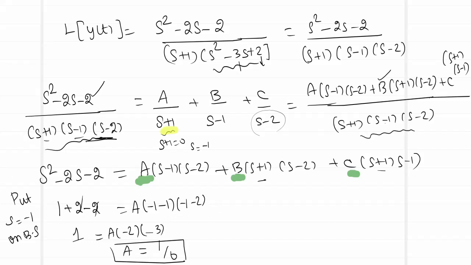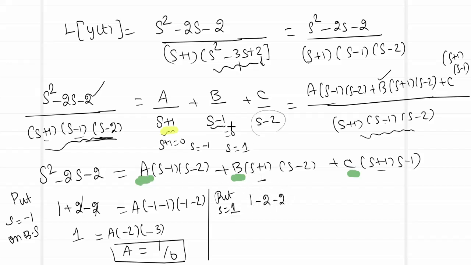Now, what is going to be the next content? I want the value for b. How to get the value for b? I can get the value for b by equating s minus 1 to 0. So, what will happen? s will be taken as 1. So, you put s equal to 1 on both sides. So, it is 1 minus 2 minus 2.